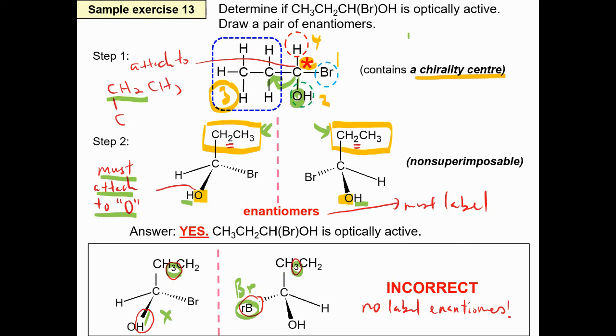So when you answer this kind of question, just remember if it asks determine if it is optically active or not, you must answer yes. Then draw a pair of enantiomers. Make sure you label the word enantiomers and draw the mirror image dotted line. Okay, so that's all for this part.